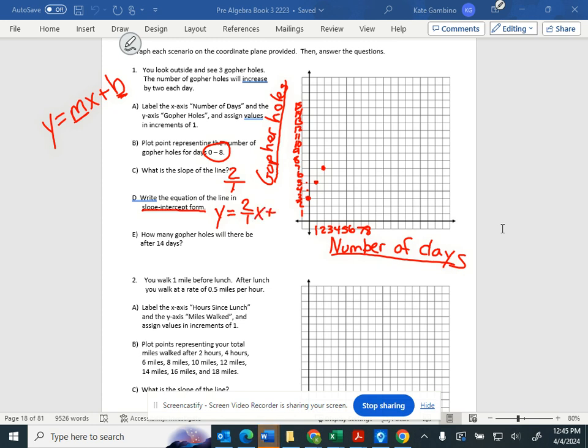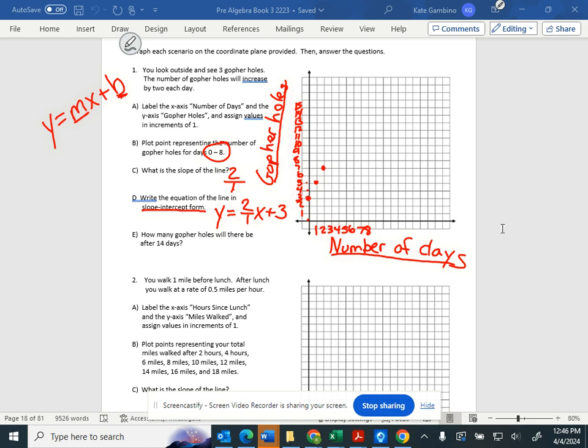3. How did you know it was 3, Gabe? Because it started at 3. Because 0, 3 is the y-intercept. Because we started on 3 when we were at day 0. James? I feel super square.